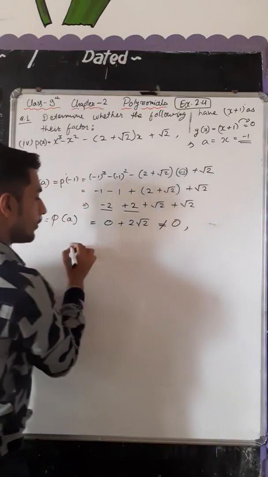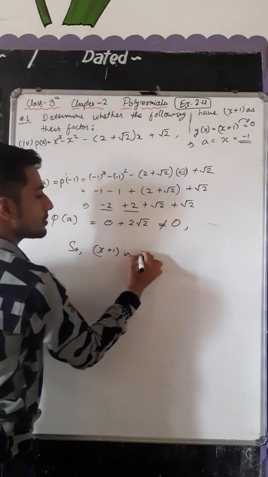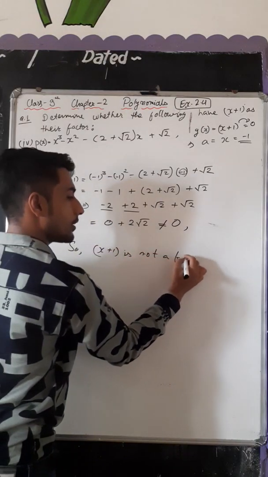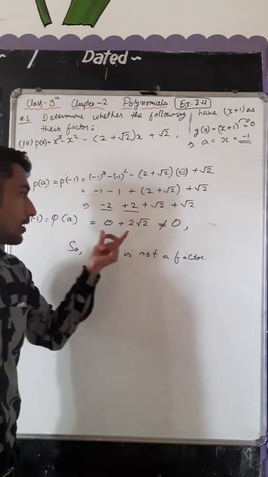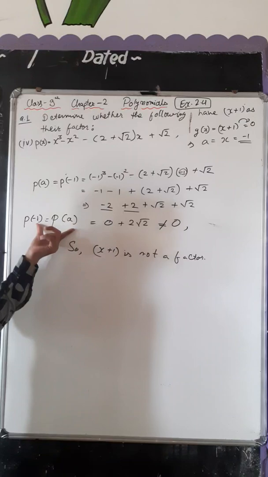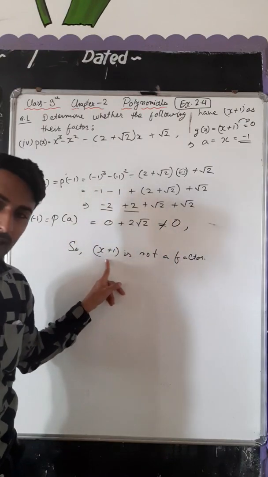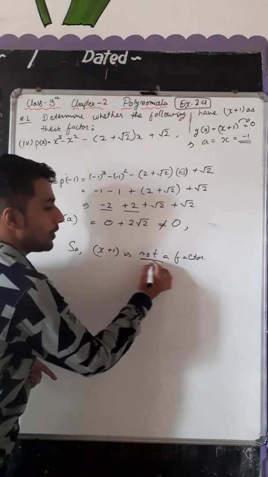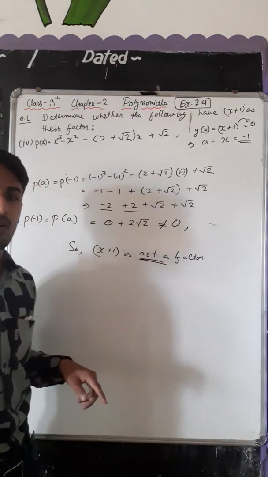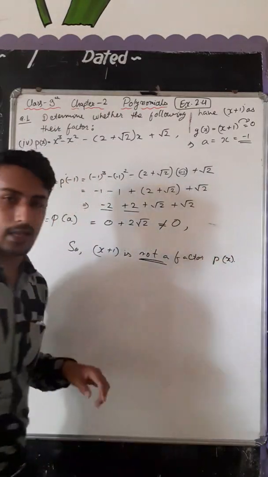Hence, what will you write? So, x plus 1 is not a factor. When the value of P(a) becomes 0, then only x plus 1 will be a factor. If this is not 0, then this will not be a factor of P(x). Write a complete sentence.